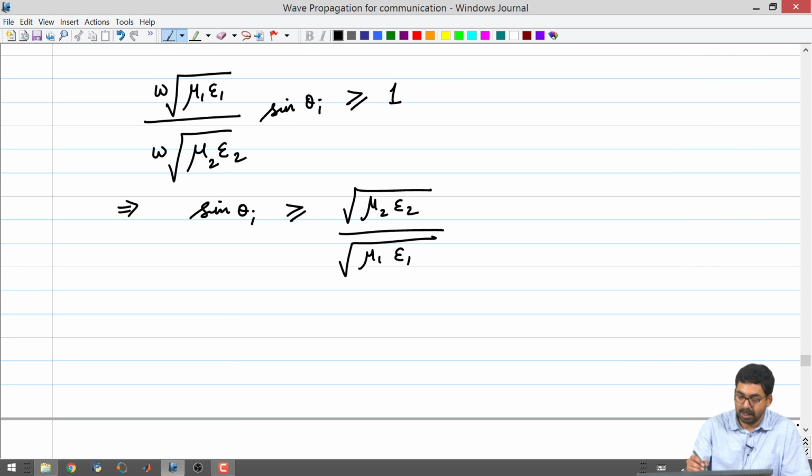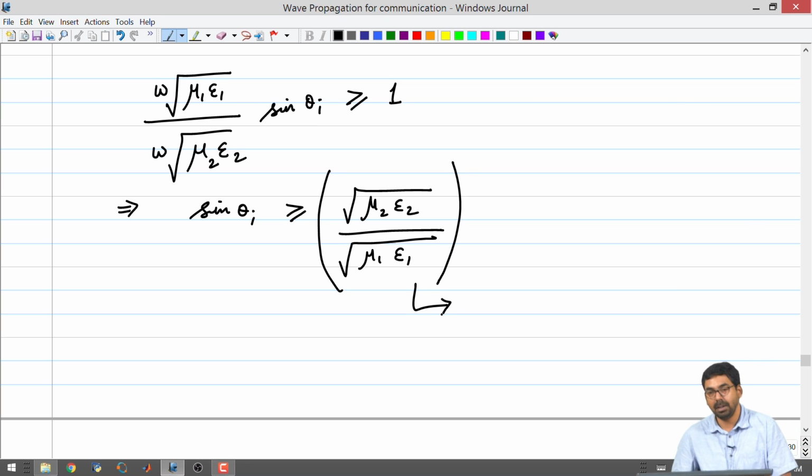Now, let us look at this right hand side term a little bit more closely. In order to make my analysis a little simpler, I can always say that the media I am considering are non-magnetic media. So, I can substitute mu 1 equal to mu 2 equal to mu naught. I just end up with mu naught getting cancelled in the numerator and denominator, and I have square root of epsilon 2 by epsilon 1.